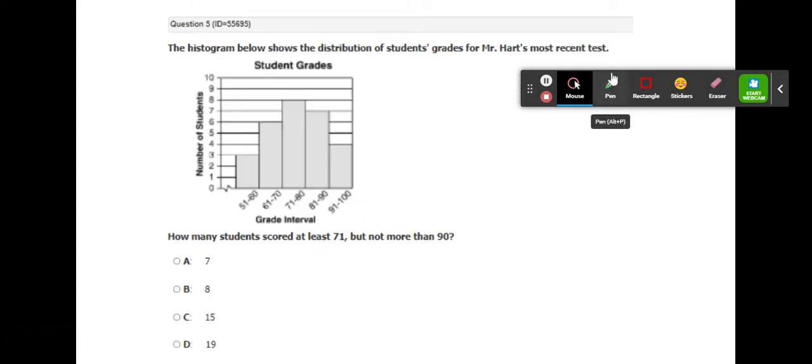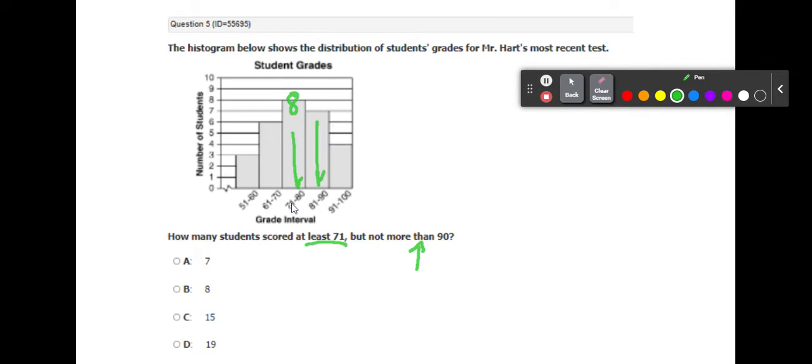Shows the distribution of students' grades for Mr. Hart's most recent test. How many students scored at least 71, but not more than 90? So at least means 71 or higher, but not more than 90. So that means I'm going to be adding this interval and this interval, because it's 71 or more, but less than 90. So 8 plus 7, 15. This one is just adding 2 intervals together.